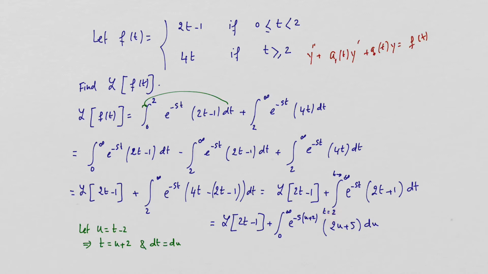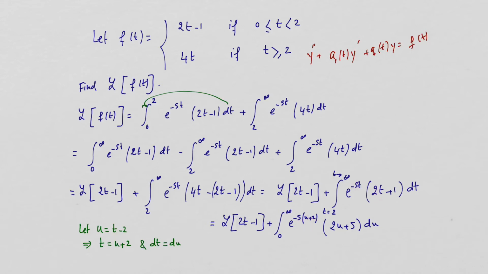I don't like 2. I like 0. So we're going to do t minus 2, and we're going to call it u. So now, if t is 2, then u is 0. So I succeeded. If t goes to infinity, then u also goes to infinity. So that doesn't change. That's good. And of course, I have to change the variables. Every time I see a t, I call it u plus 2.